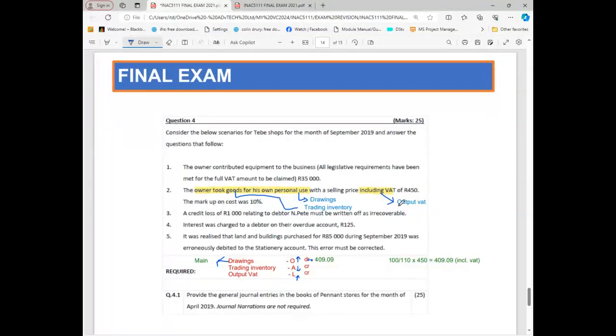Drawings will take this amount. Can you see now? But now we calculate VAT. Remember, when we calculate VAT, we're going to take this amount, which is 15 divided by 115 times this amount. How much do I get as VAT? Let's see. Let's use the calculator.